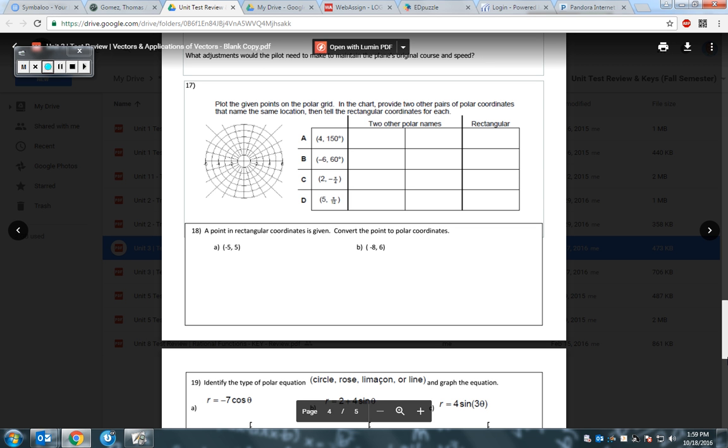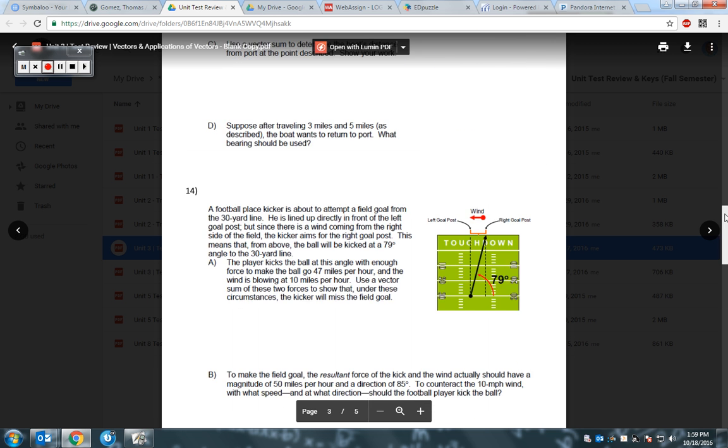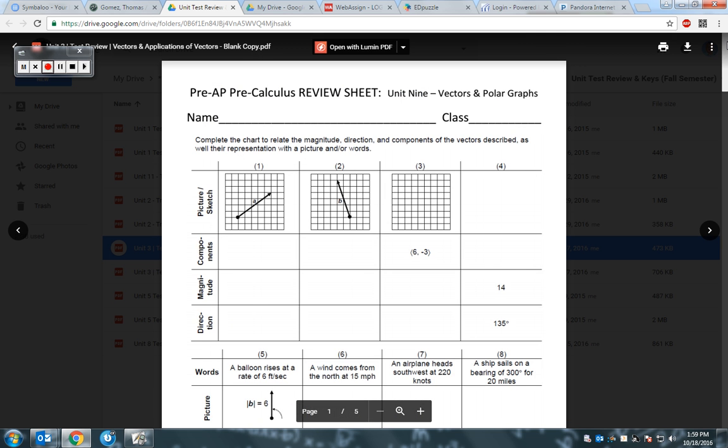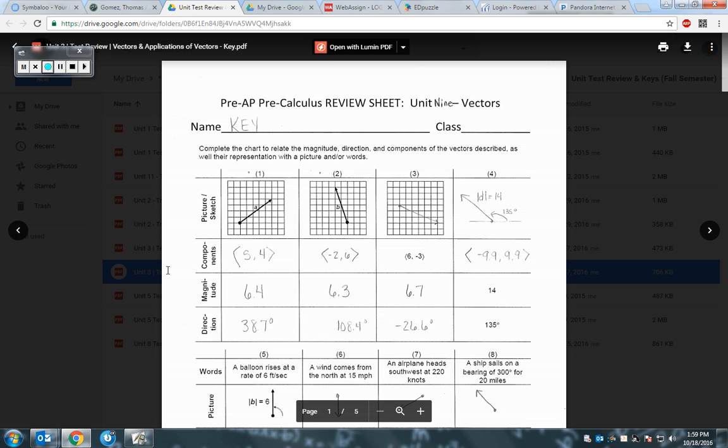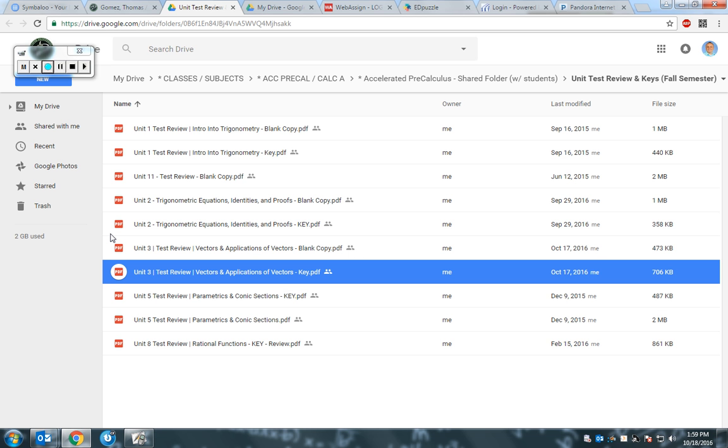They are very similar to vectors, but I want to close vectors up and continue going forward. Okay? So on the test review, don't worry about those polar questions. If you are just intrigued to know, you may look at the key that is right here, and all the answers are listed there in that regard.